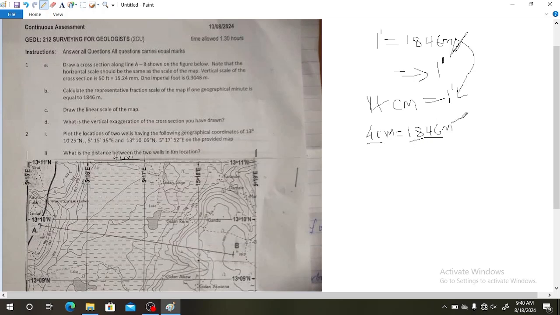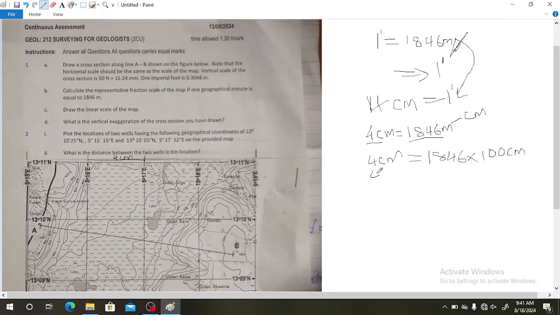Now we are converting this one to centimeters. We have 4 centimeter is equal to 1846. If you are converting to centimeter, we are multiplying by what? We are multiplying by 100 times 100 in centimeters.